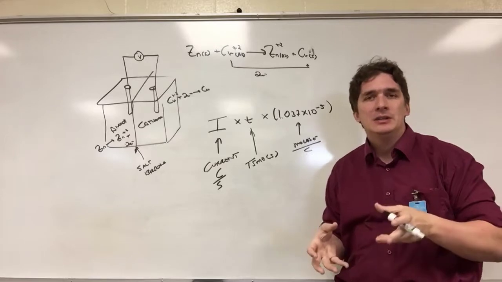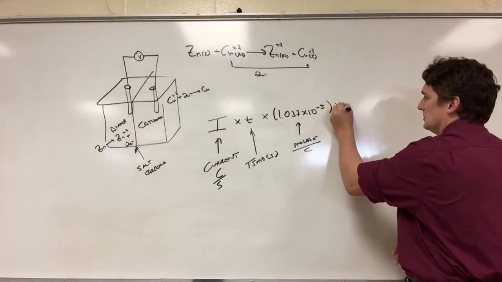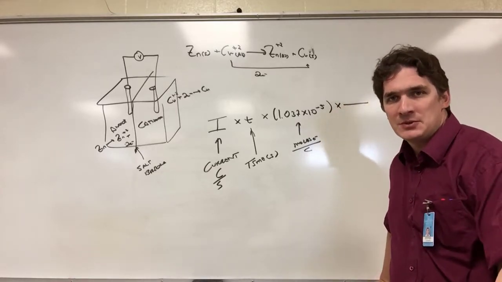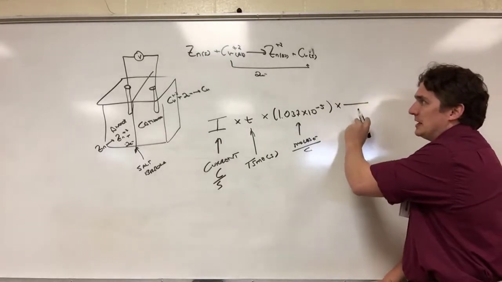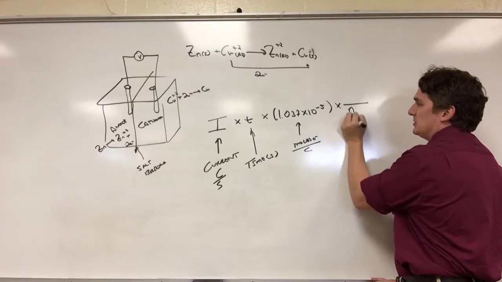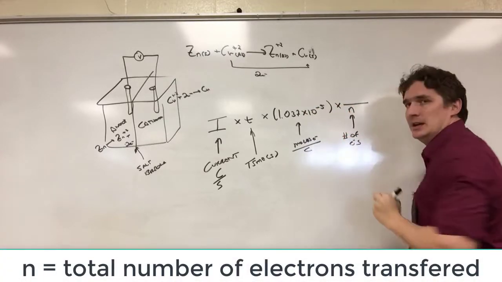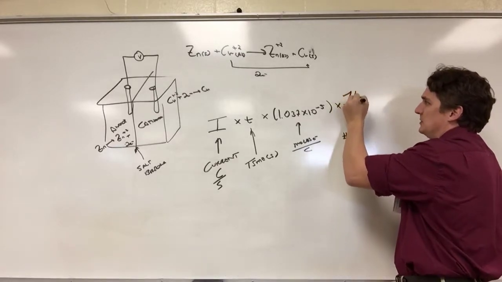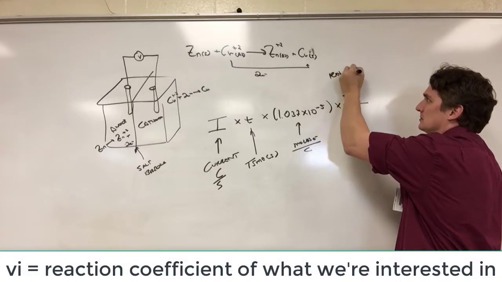So we take our current times our time, multiplied by a conversion factor that gets us to moles of electrons. How do we get to moles and grams of what we're interested in? Well, we do what we do for any reaction: it's where we're coming from times where we want to go. If we want to go from moles of electrons to moles of whatever, we're going to divide by the number of electrons transferred, and this will depend on your reaction. And we're going to multiply by the reaction coefficient of what we're interested in.